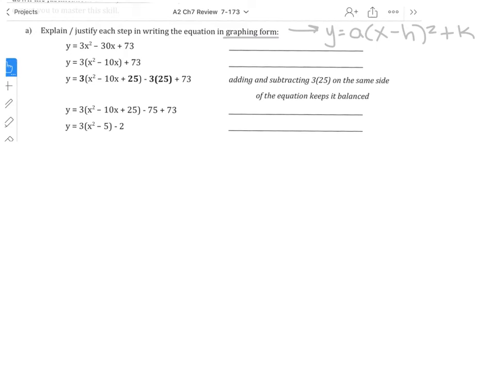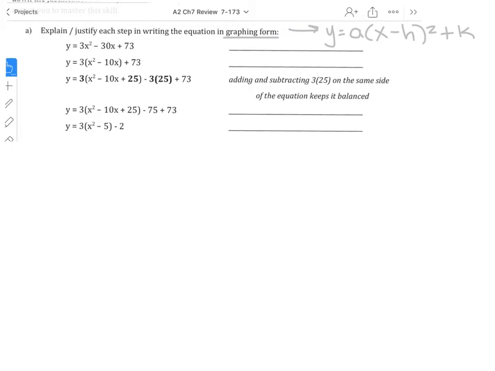For this problem, we're trying to put this quadratic equation, 3x squared minus 30x plus 73, into graphing form. And here's the graphing form that we want. Y equals a, x minus h squared plus k. This will allow us to see what the vertex is, and that allows us to graph it pretty quickly.